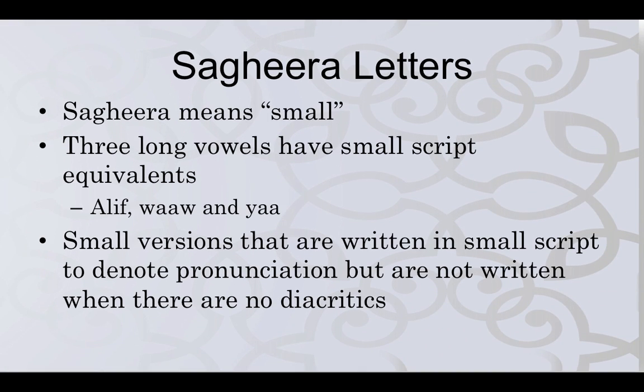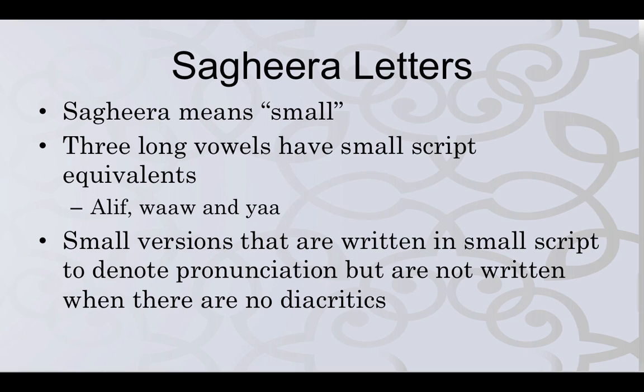Okay. For today's lesson, the Sagheera letters. In Arabic, the word Sagheera means small. So there are, as we learned in the previous lessons, three long vowels. What were the three long vowels? The three long vowels were the Alif, the Waaw, and the Ya. But these three long vowels have small script equivalents. The Alif Sagheera, which looks like a tiny Alif, the Waaw Sagheera, which looks like a tiny Waaw, and a Ya Sagheera, which looks like a tiny Ya.